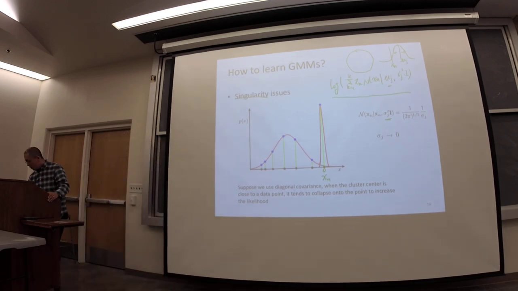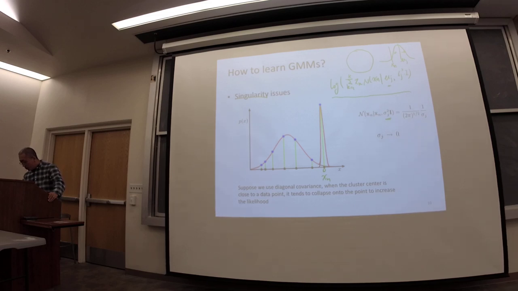I'm gonna move it to be closer and closer to xn, right? When xn stays at the center of the cluster, namely mu j and xn overlap, it will rise to maximum likelihood. At the same time, I can shrink the variance, right? If the variance becomes zero, then your likelihood becomes infinity.